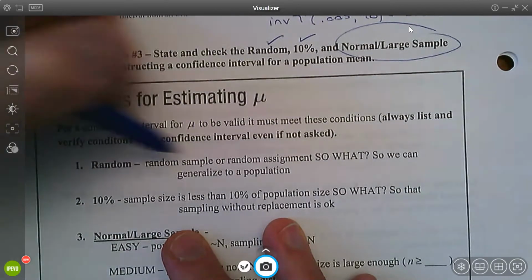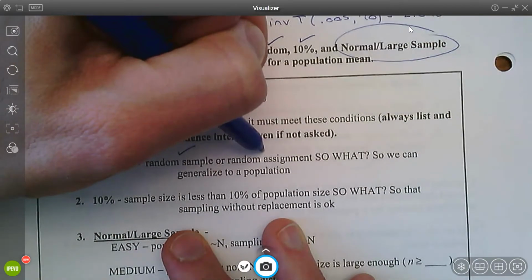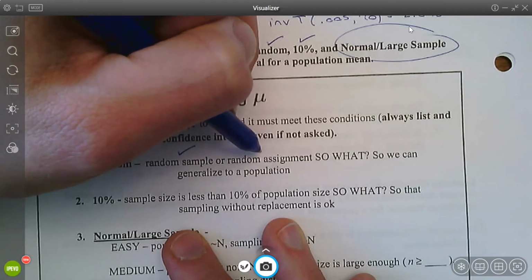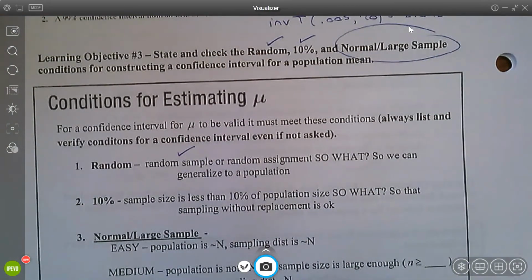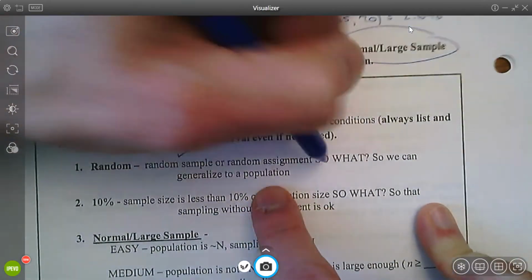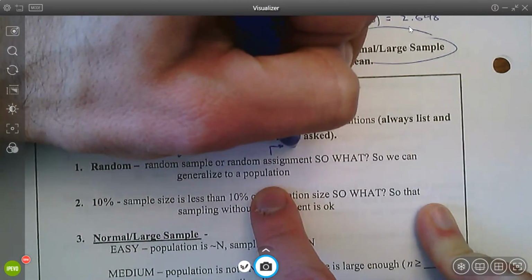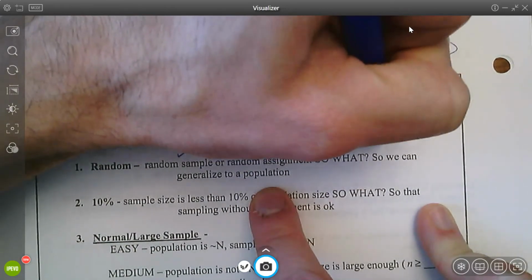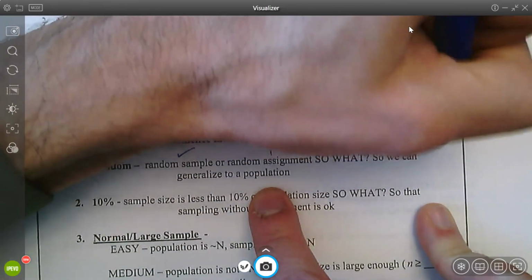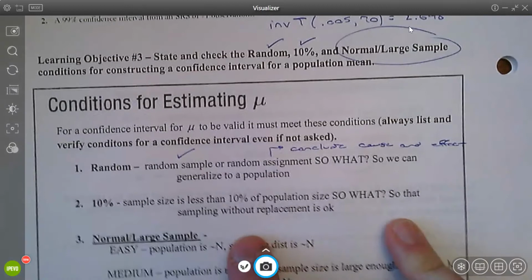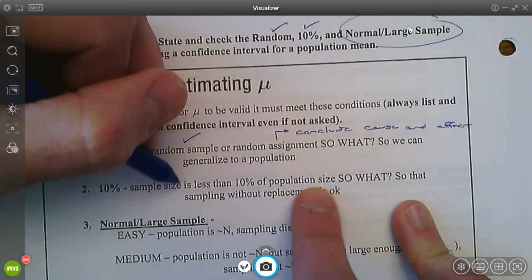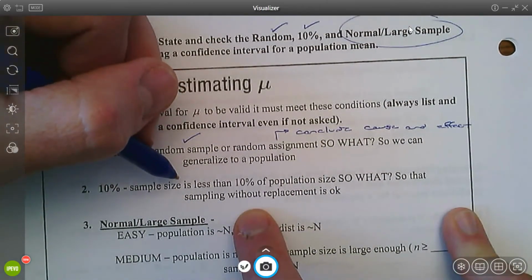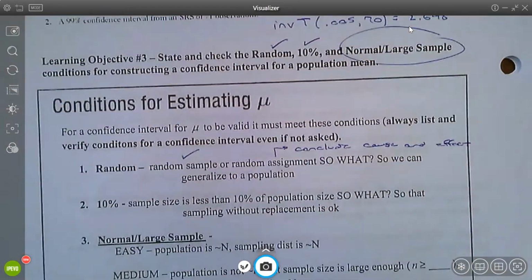So random is going to be either a random sample or a random assignment. And that's so we have an unbiased sample, it's centered at the true value, and we can generalize to the population. Or if it's random assignment, we can conclude cause and effect. That would be from an experiment. 10%. The sample size less than 10% of the population. So what? Because we're sampling without replacement, make sure that's okay.